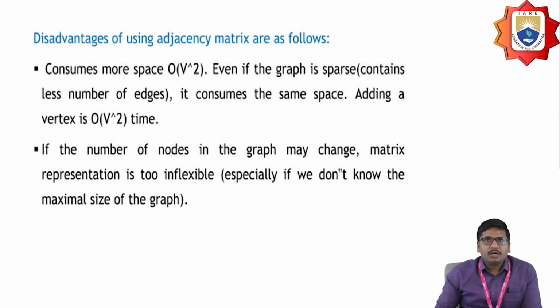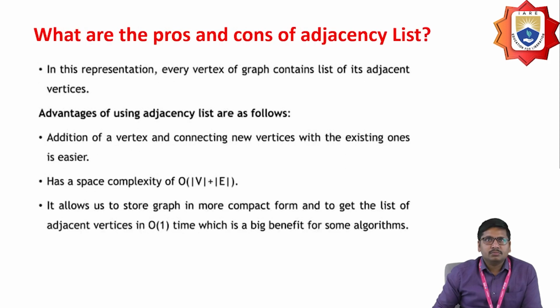So what are the disadvantages of using the adjacency matrix? It consumes more space, and even if the graph is sparse, it consumes the same space. Adding a vertex takes O(V squared). And if the number of nodes in the graph may change, the matrix representation is too inflexible.